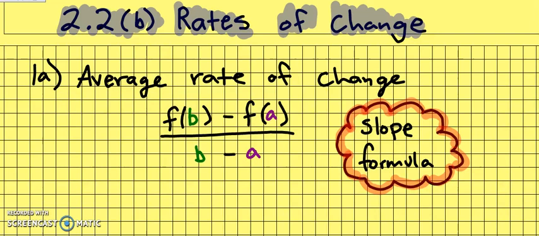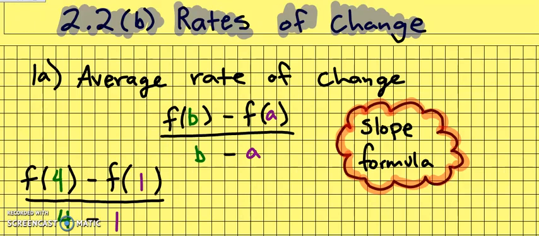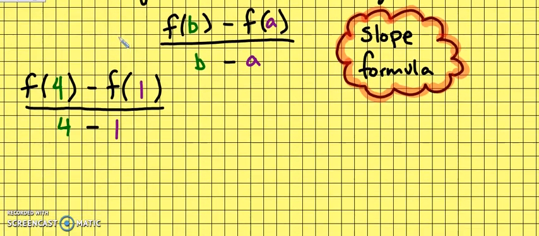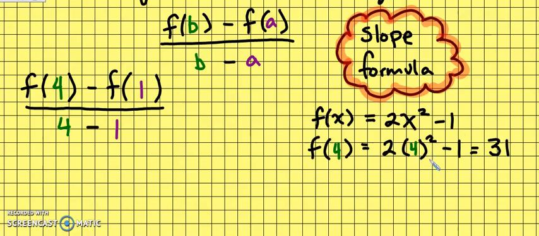So for 1a, the average rate of change, we can use the slope formula. And the function, remember, is 2x squared minus 1, where a is equal to 1 and b is equal to 4. So we're going to go ahead and apply that to the slope formula. So we have f of 4 minus f of 1 over 4 minus 1. And we plug in 4 for every x value in our function. So it's 2 times 4 squared minus 1. So we have 4 squared, which is 16, times 2, which is 32, minus 1, so we have 31.